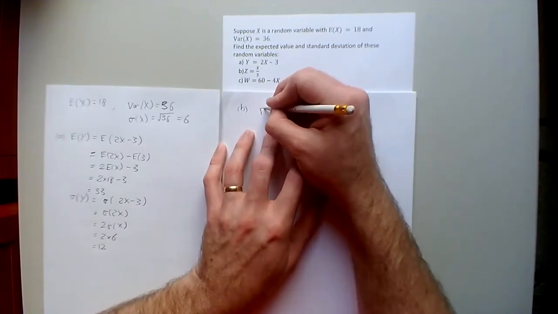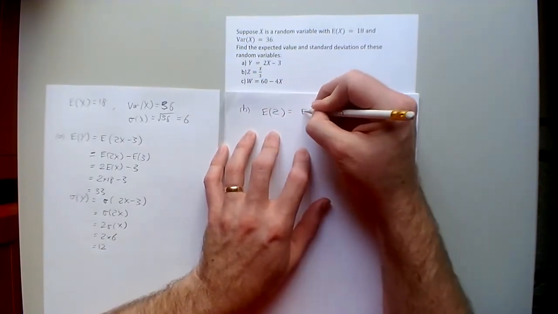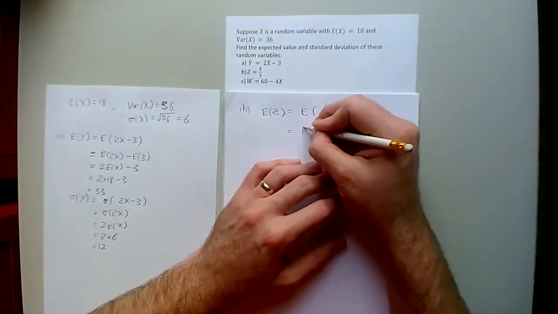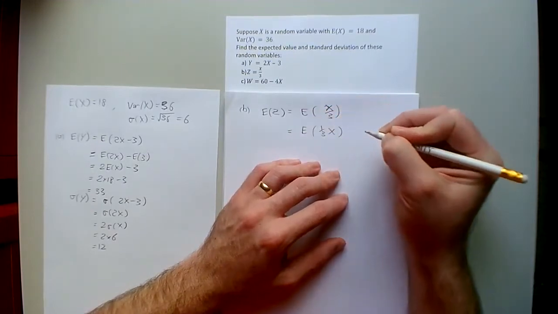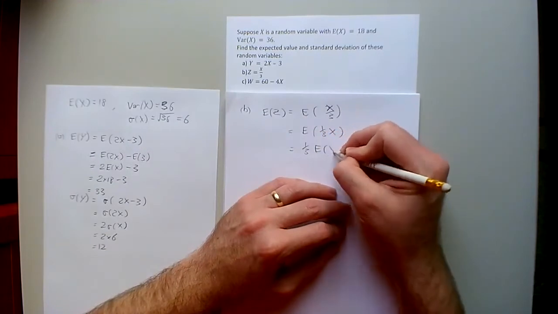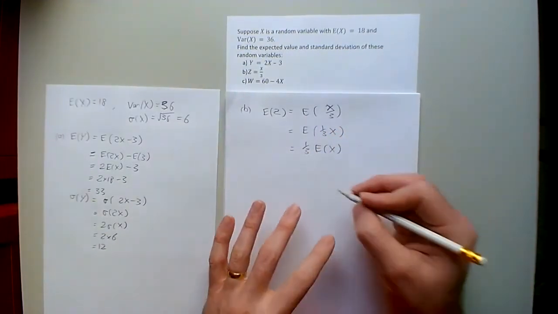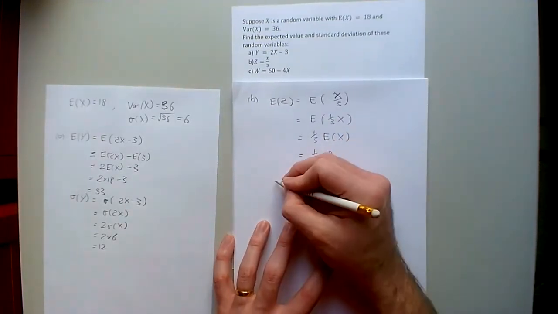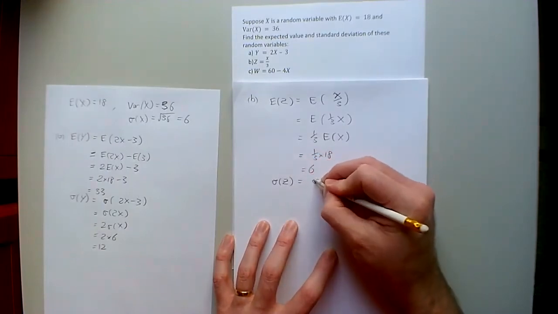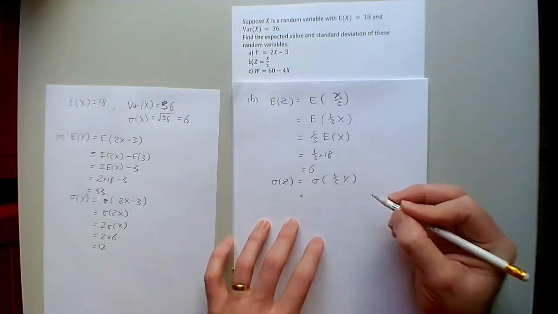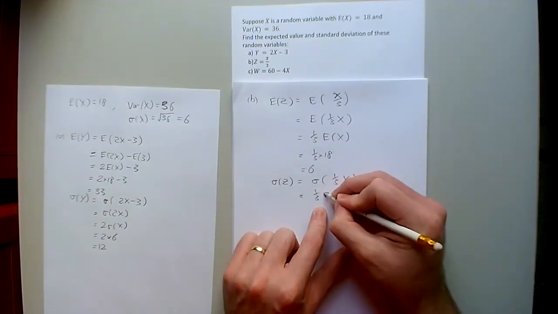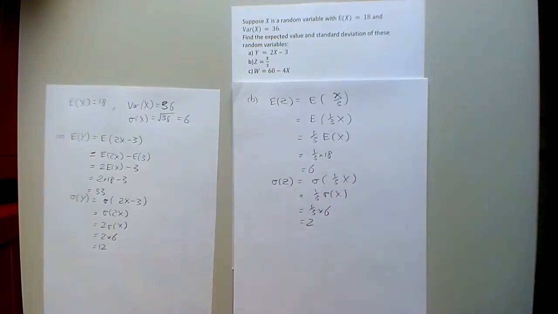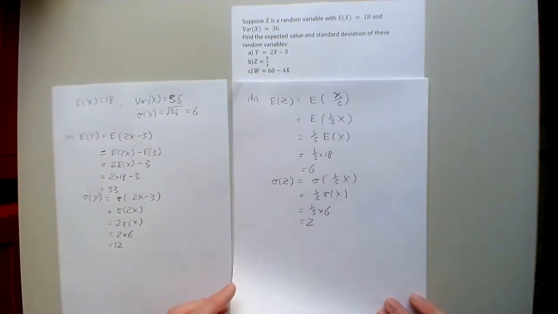B. All right, the expected value of z is the expected value of x divided by 3. Well, I guess dividing by 3 is the same as multiplying by a third, and multiplication can be done before or after and you get the same answer. And so we get a third times 18, which is 6. And then the standard deviation of z will be the standard deviation of a third of x. Okay, so multiplying by a third before will be the same as multiplying by a third after. A third times 6, which is 2. All right, that one was a little quicker. And what about the last one?